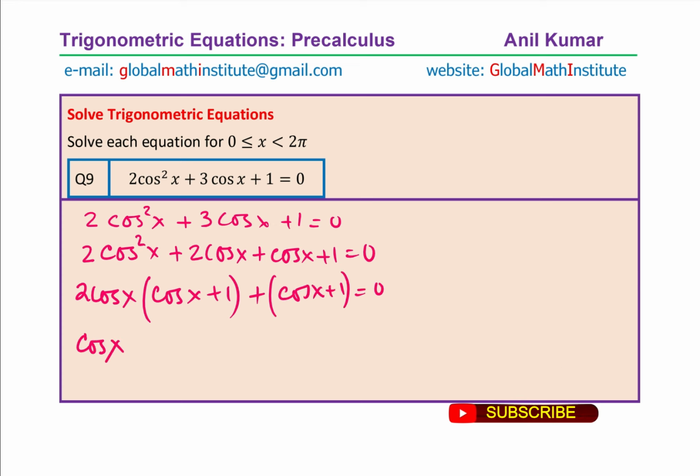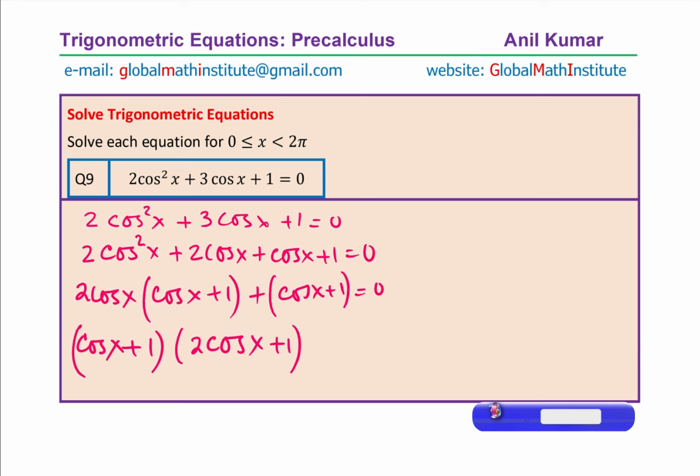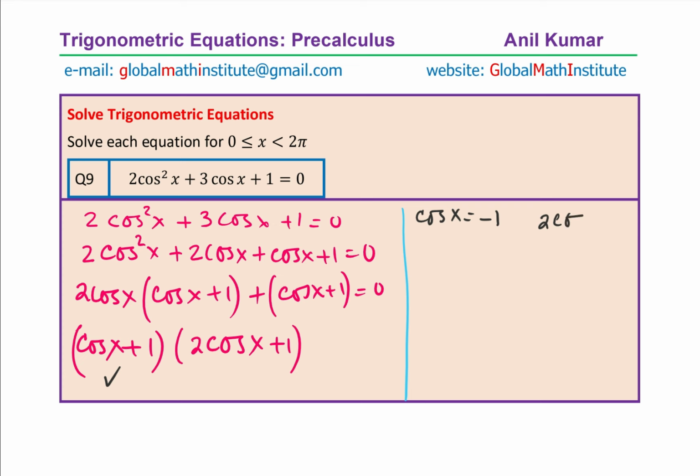Cos x plus 1 is common. And we have the other factor as 2 cos x plus 1. So that gives you two sets. One is that cos x equals minus 1. This is for this one. And the other one is 2 cos x plus 1 equals 0, or cos x equals minus half. Right. So for these, let's write down the solutions.